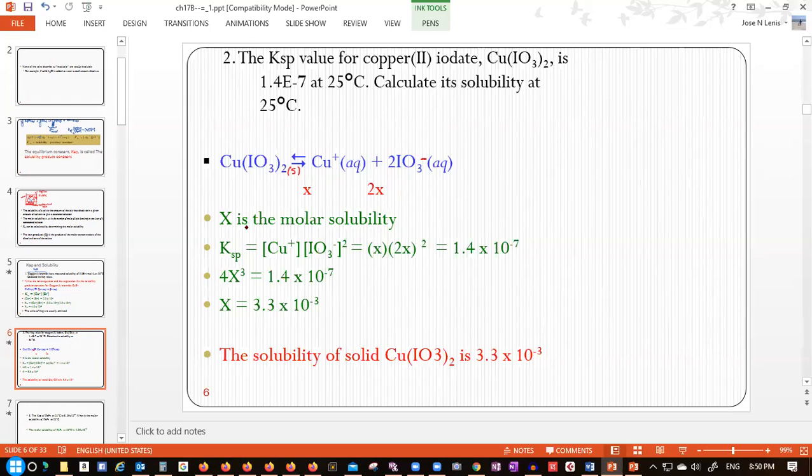We write the expression KSP for that, and here is where a lot of people make mistakes. They forget to use the stoichiometric coefficient as an exponent. Remember, we are just writing the equilibrium expression, the mass action expression: concentration of copper 2 plus times concentration of iodate squared, because we have the stoichiometric coefficient 2 here. And then we plug that in over here. Another common mistake on this type of problem is people not using parentheses. So the solubility of copper 2 plus is X times, and put parentheses here, 2X, and that squared.